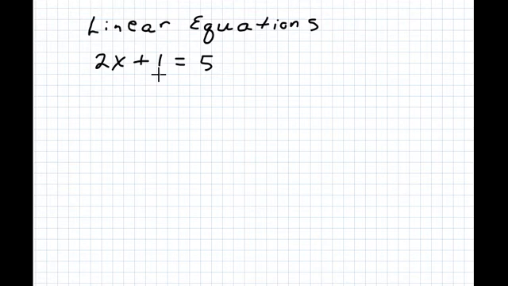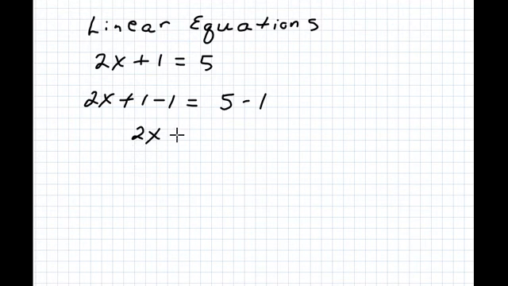So what I'm going to do is get rid of the 1 here, and I'm going to subtract 1 from both sides. So we have 2x plus 1 minus 1 is equal to 5 minus 1. And 1 minus 1 is 0, so we're left with 2x is equal to 5 minus 1, which is 4. Now we want to get rid of this coefficient here, so I'm going to multiply it by a half.